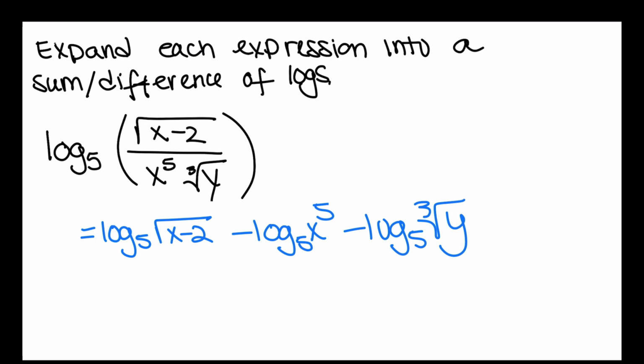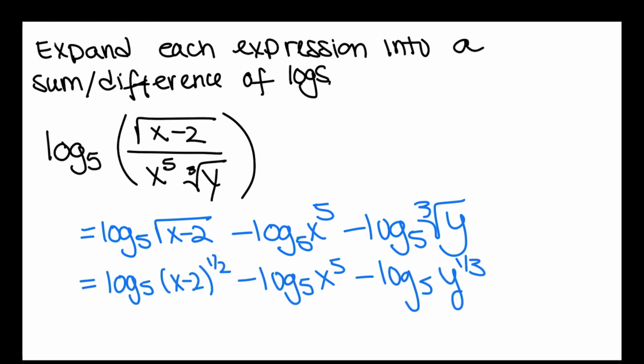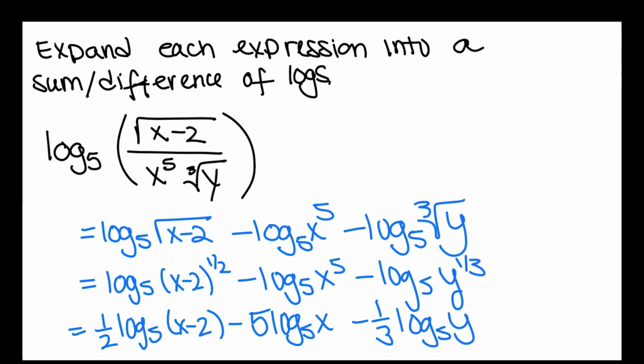Now both the square root and the cube root can actually be written as exponents. Square root is the same as a 1/2 power. Cube root is the same as a 1/3 power. So we can use that power rule and finish by moving those exponents in front. So this expression expands to 1/2 times log base 5 of x minus 2, minus, brought the 5 out front, minus 5 times log base 5 of x, minus 1/3 times log base 5 of y.